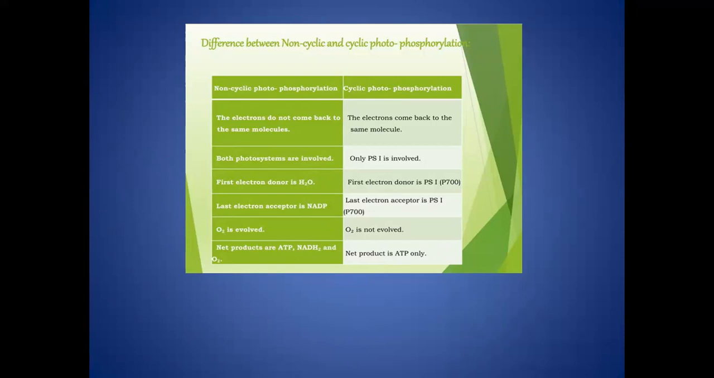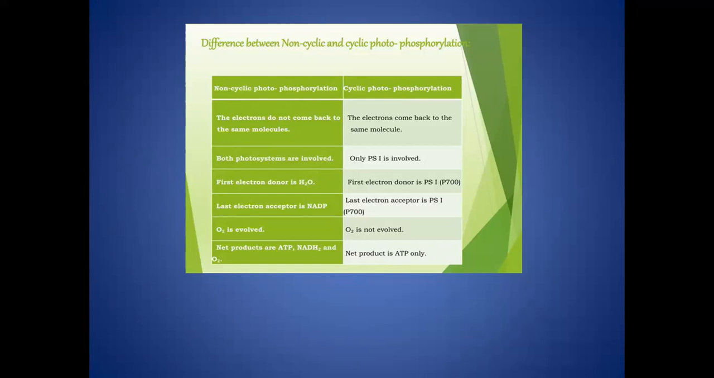Here, oxygen is not involved. So the net production is ATP, NADPH, and oxygen. So the end products of non-cyclic photophosphorylation are ATP, NADPH2, and oxygen. These are called the end products of the light reaction. ATP and NADPH are also called reservoirs of power, which are very helpful for the dark reaction. And this oxygen comes from the splitting of water molecules.